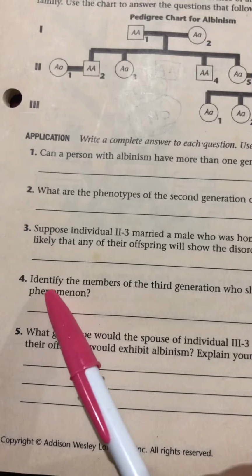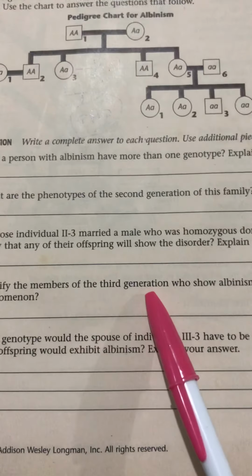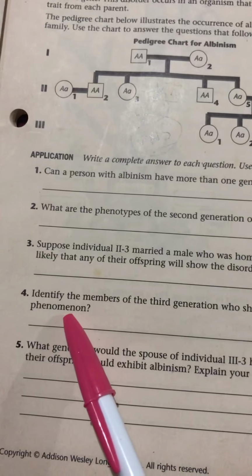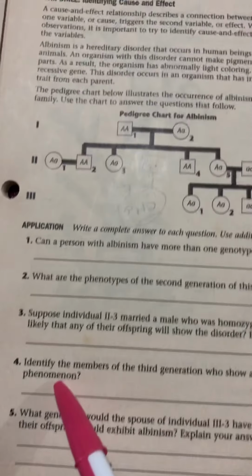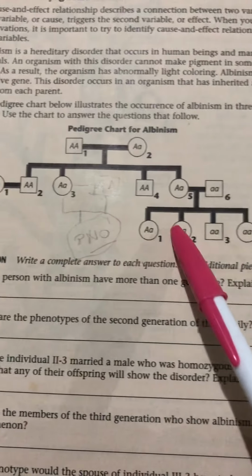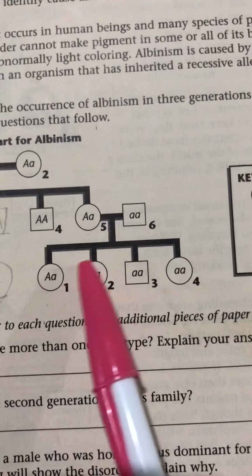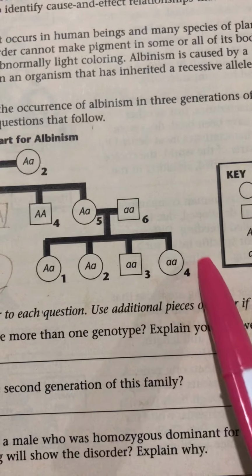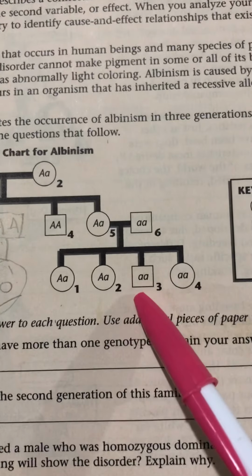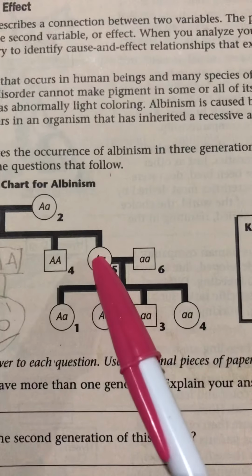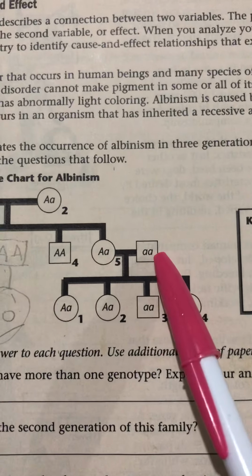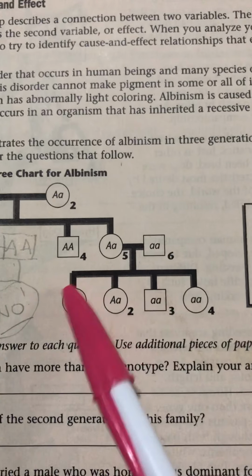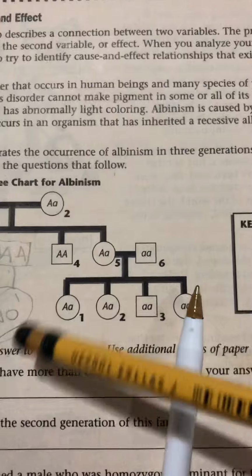Number four, identify the members of the third generation who show albinism. What caused this phenomenon? Now, let's go to the third generation. I can notice that in my third generation, half don't show the disorder and half show the disorder. But I can tell because of their parents. I notice that person 2-5 and person 2-6 are the parents, and I can already know that I'm going to have half and half.